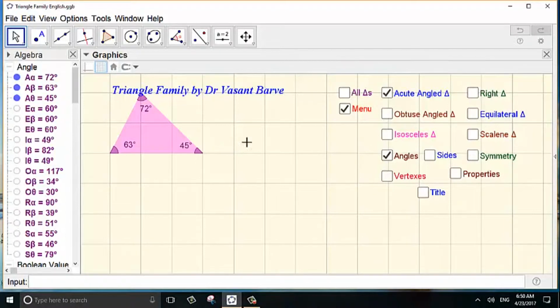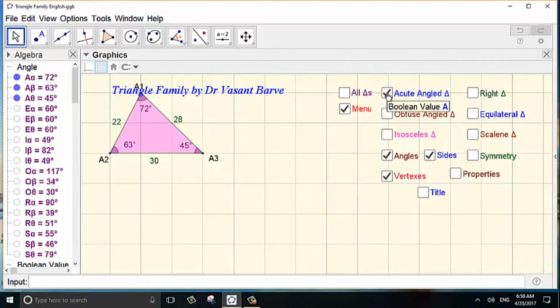Now, this does not have any symmetry in general. Then if you look at the sides, you will see that all the 3 sides may be different from each other. It has 3 vertices, A1, A2, A3. So this is the acute angle triangle.